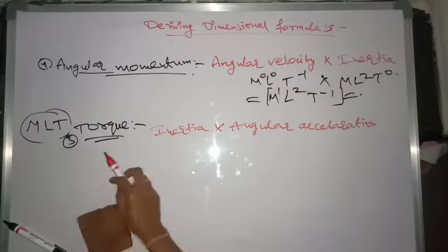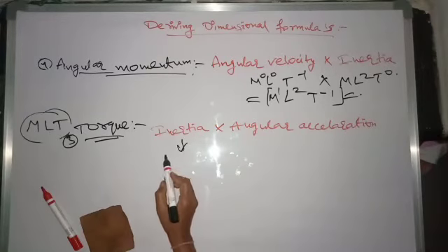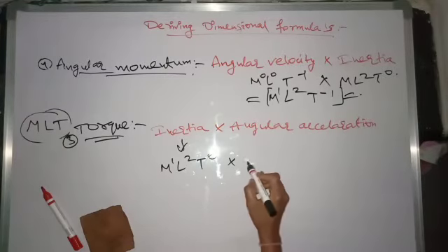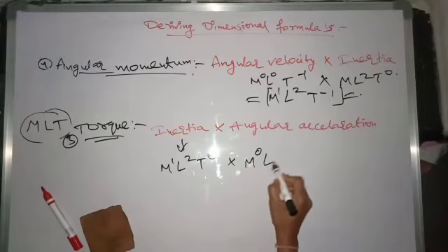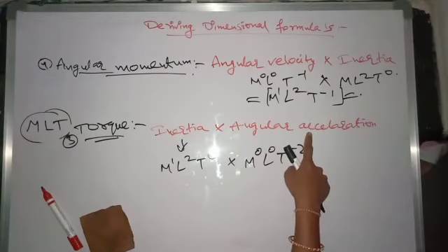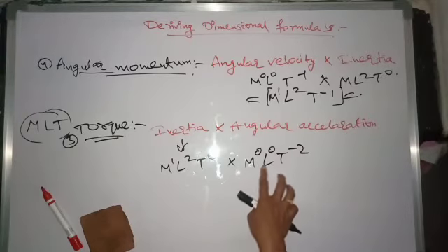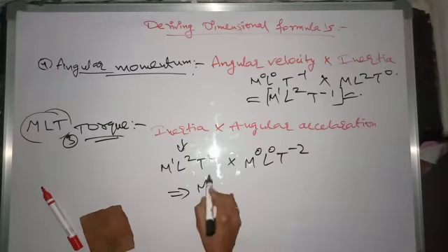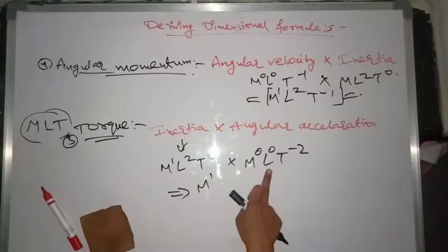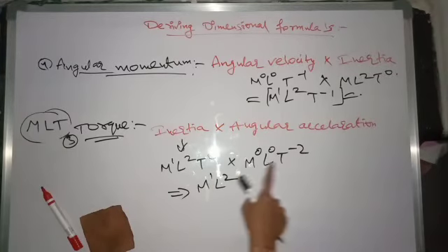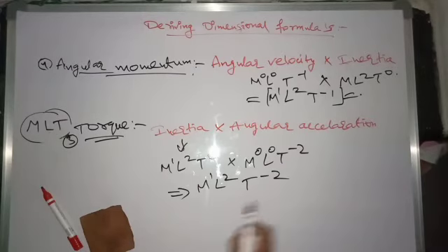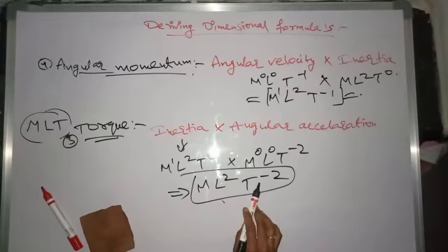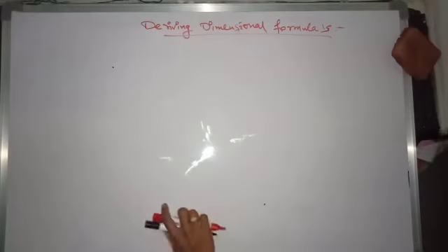What is the inertia? We had already derived the dimensional formula for inertia. It is M power 1 L power 2 T power 0. And what is angular acceleration? Its dimensional formula is M naught L naught T power minus 2. You just multiply this. M power 1 into M power 0 is M power 1. L power 2 into L power 0 is L power 2. And T power 0 into T power minus 2 is T power minus 2. M L square T power minus 2 is the dimensional formula for torque.